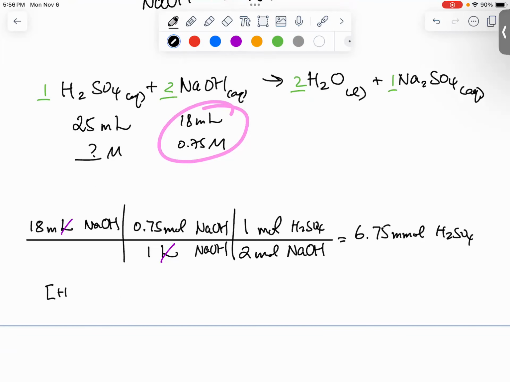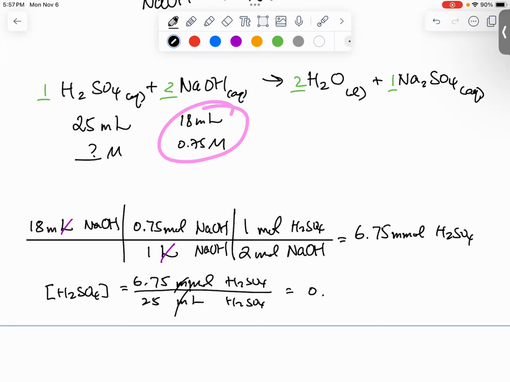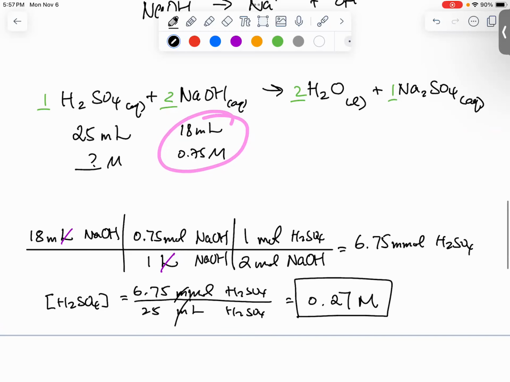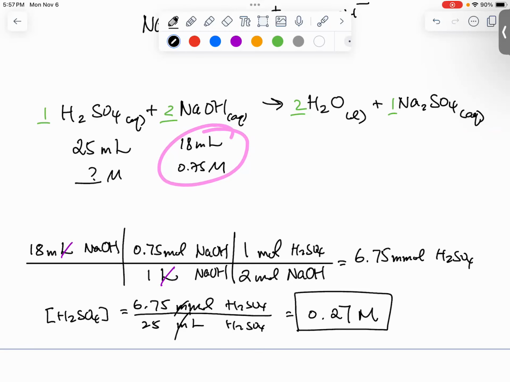So to calculate the concentration of H2SO4, we simply do 6.75 millimoles of H2SO4 over 25 milliliters of H2SO4. So the milli would get canceled out. And the answer is 0.27 molar. Well, that is the concentration of the sulfuric acid.